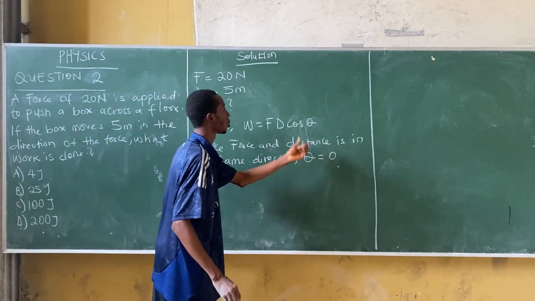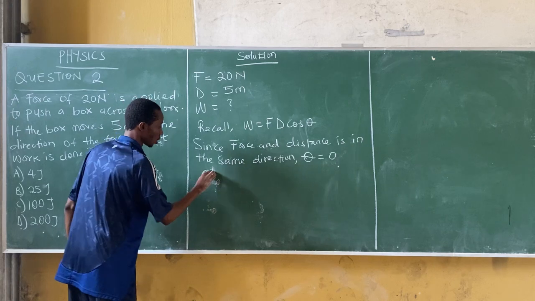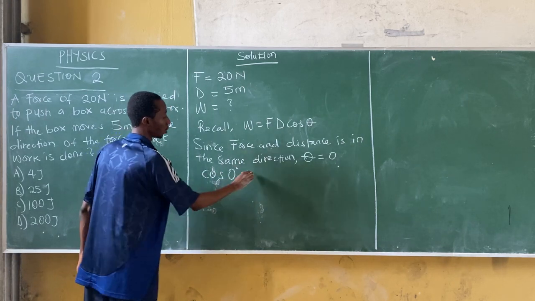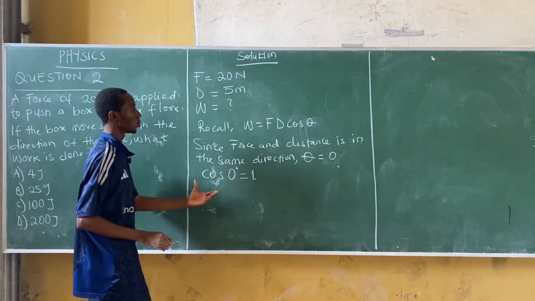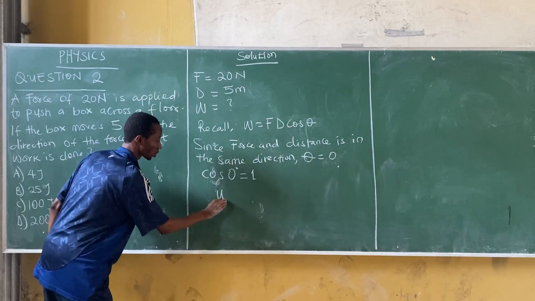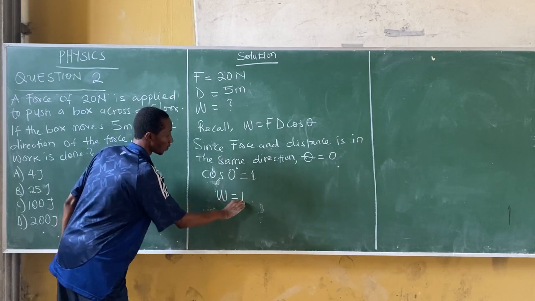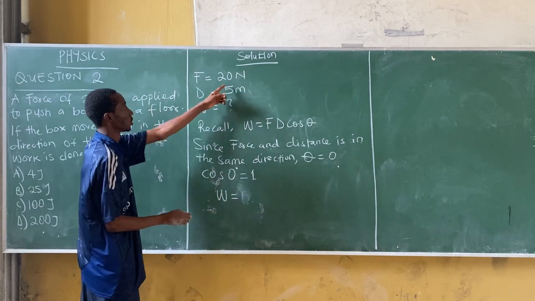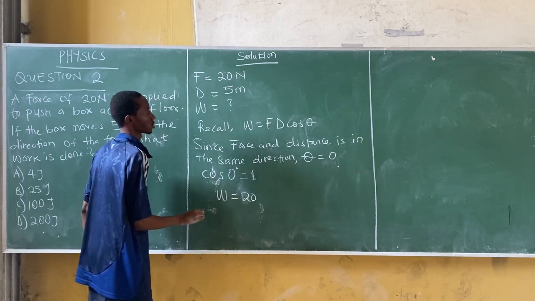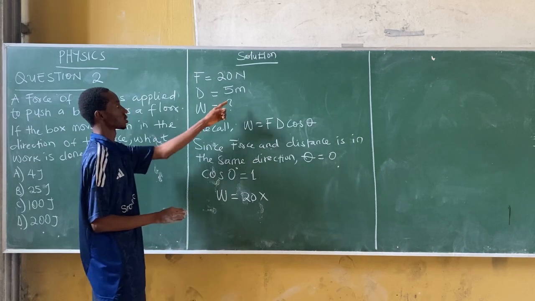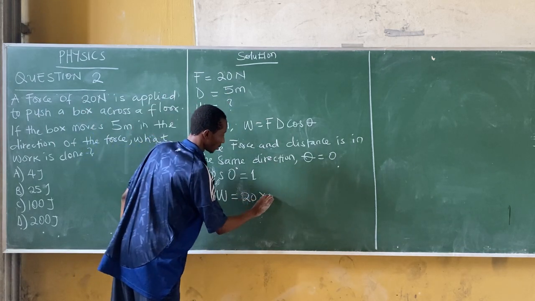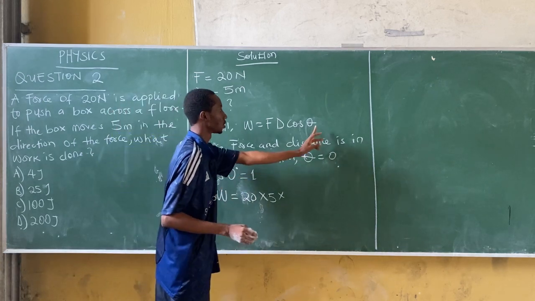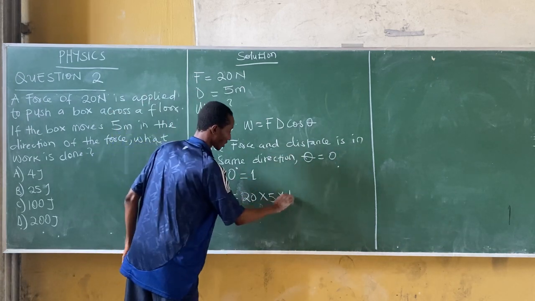Now, if theta is equal to 0, cos 0 is equal to 1. Cos 0 degrees is equal to 1. Therefore, when we substitute into this equation, work done is equal to force. The force we have here is 20 newtons, times the distance we have, which is 5 meters, times cos 0. Since we said theta is equal to 0, cos 0 is equal to 1, times 1.